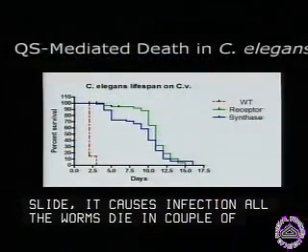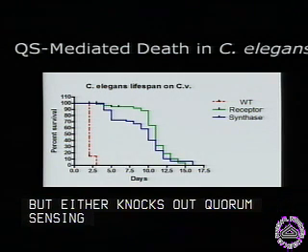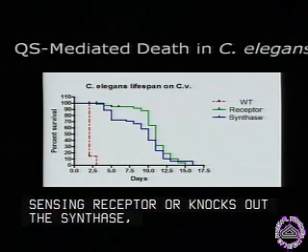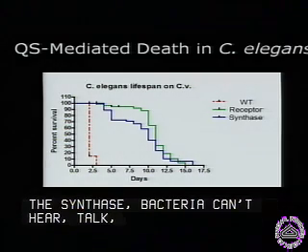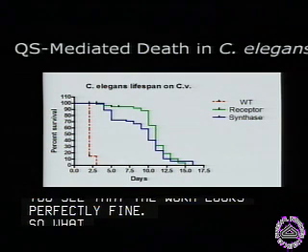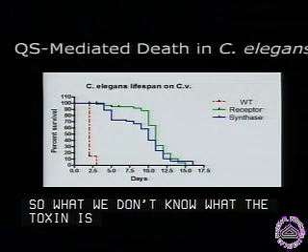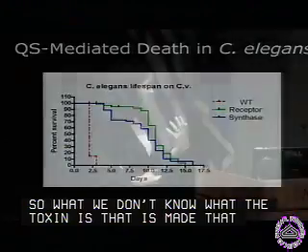But if Lee either knocks out the quorum sensing receptor or he knocks out the synthase, so the bacteria can't hear or they can't talk, they can't do quorum sensing, what you see is that the worm lives perfectly fine. And so we don't actually know what the toxin is that Chromobacterium violaceum makes that kills the worm, but we know it's under quorum sensing control. So you have to have quorum sensing to kill the worm.